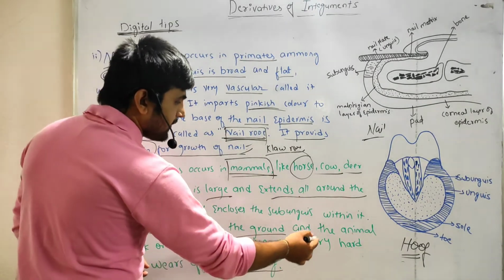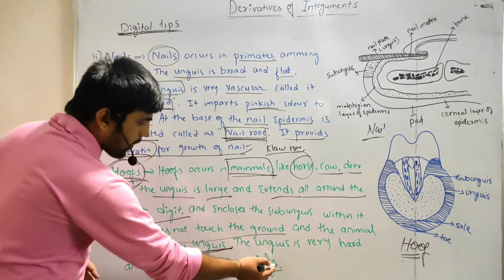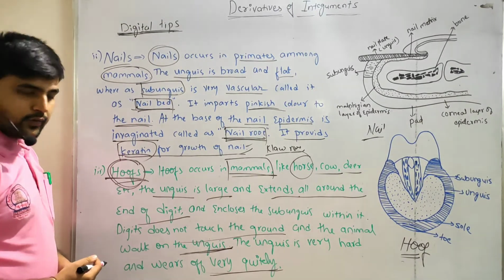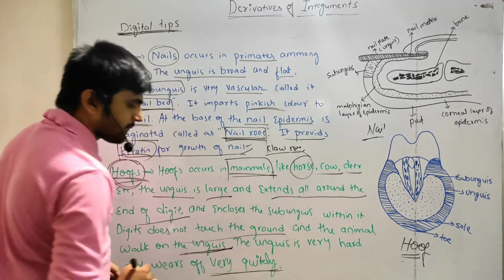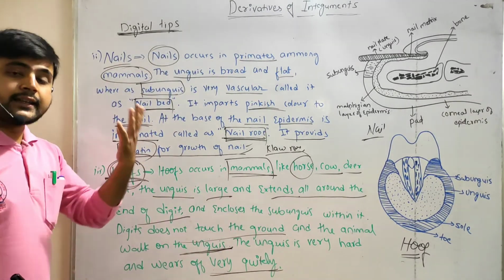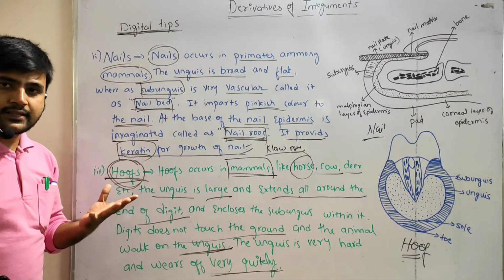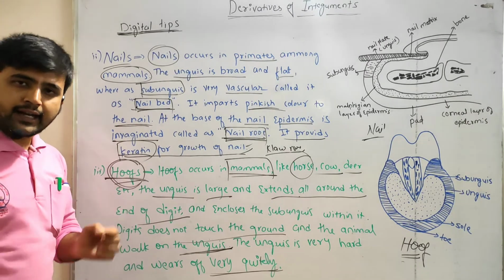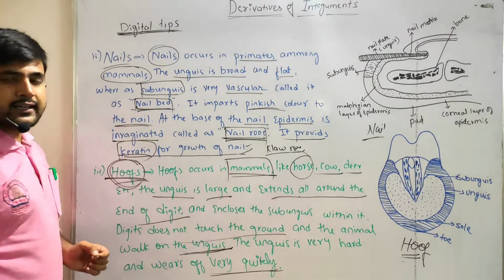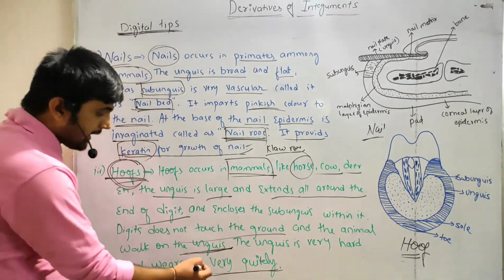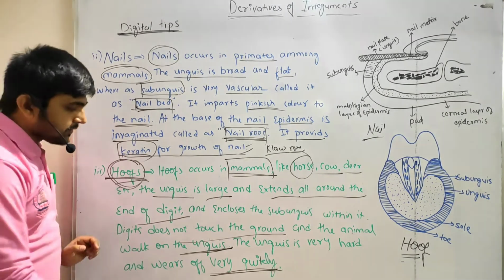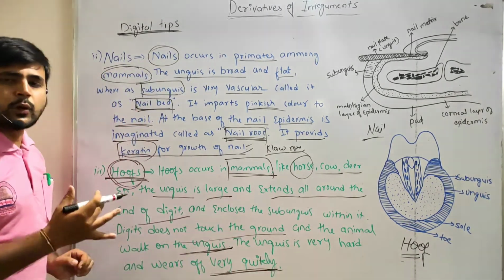The anguis is very hard and wears off very quickly. Like epidermal scales, which also get shed off in a process we know as ecdysis, in digital tips, especially hooves, the anguis can also be shed, but this is very slow.